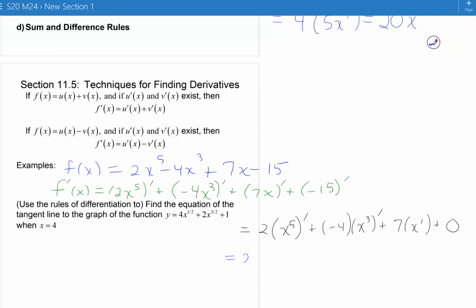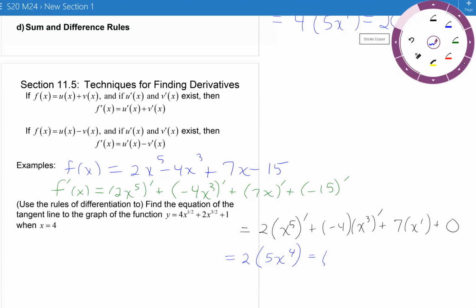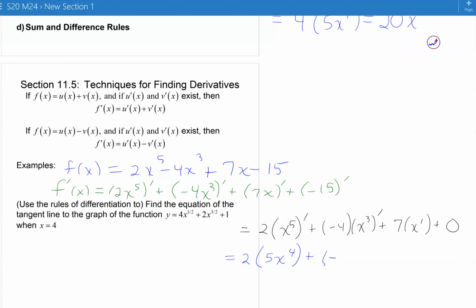So our derivatives using the power rule, 5x to the 4th, we'll be multiplying the 2. Then plus negative 4 times the derivative of x cubed is 3x squared using the power rule, plus 7.